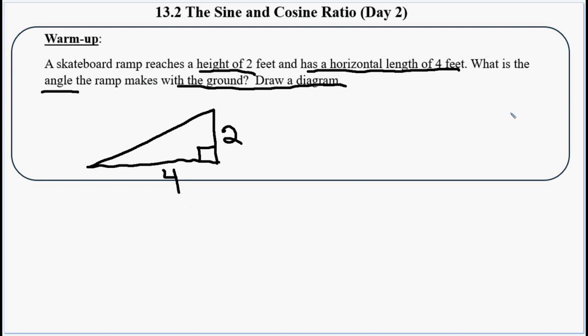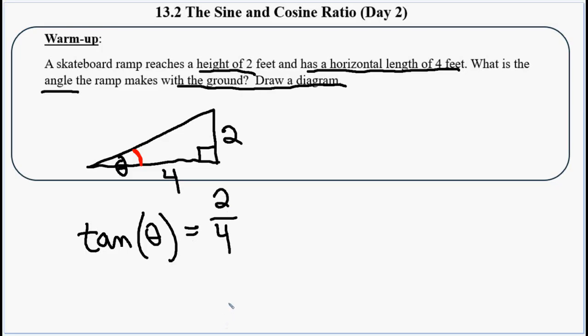Draw a diagram. So here is the angle we would make with the ground. Notice from this angle's perspective, we have the opposite side and we have the adjacent side. So with opposite and adjacent, we can set up a tangent ratio. I'm just going to call this angle theta, Greek letter theta. The tan of theta equals the opposite side over the adjacent side.